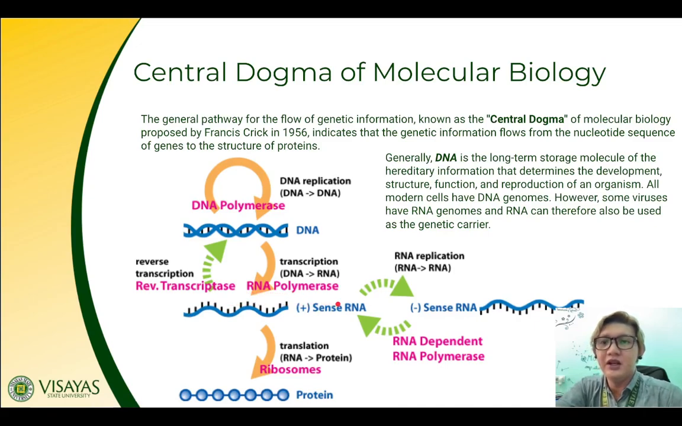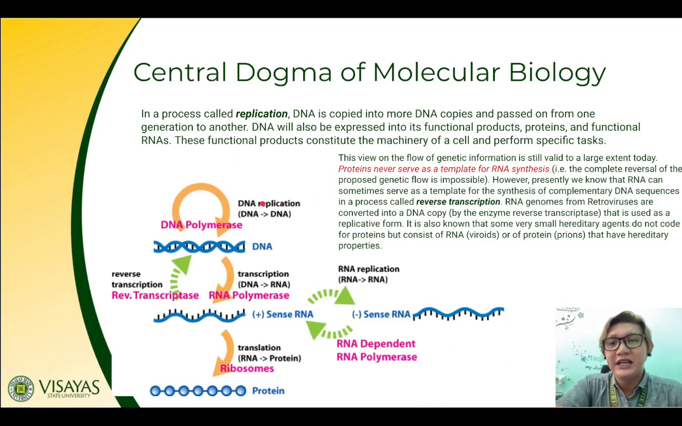In a process called replication, DNA is copied into more DNA copies and passed on from one generation to another. DNA will also be expressed into its functional products, proteins and functional RNA. These functional products constitute the machinery of a cell and perform specific tasks. From DNA, you can produce an RNA through the process of transcription, and that RNA is then expressed into protein through the process of translation.